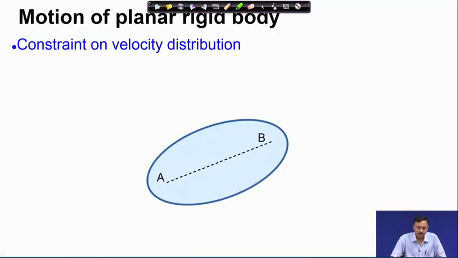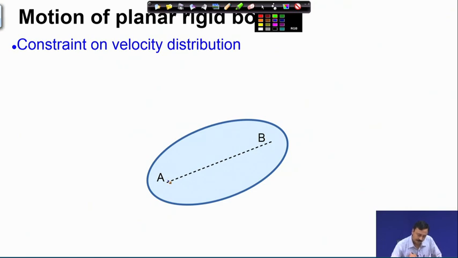So, we will start off with some geometric concepts on velocity distribution on a planar rigid body. So, I have drawn out for you a body which is assumed to be a rigid body, a planar rigid body, and this can move only on the plane of the paper. Let us look at what we can say about the velocity distribution on the body, which means when this body moves, what can I say about the velocities of different points of the body. So, here I have marked out for you 2 points A and B.